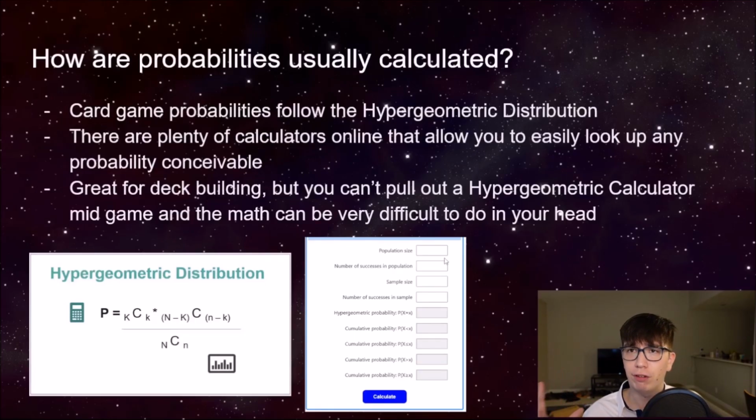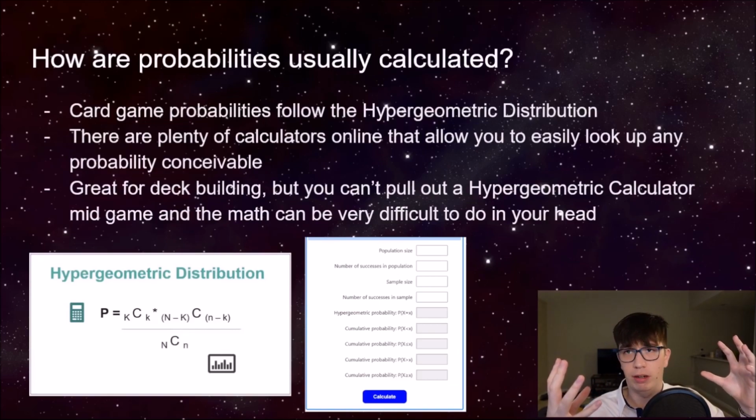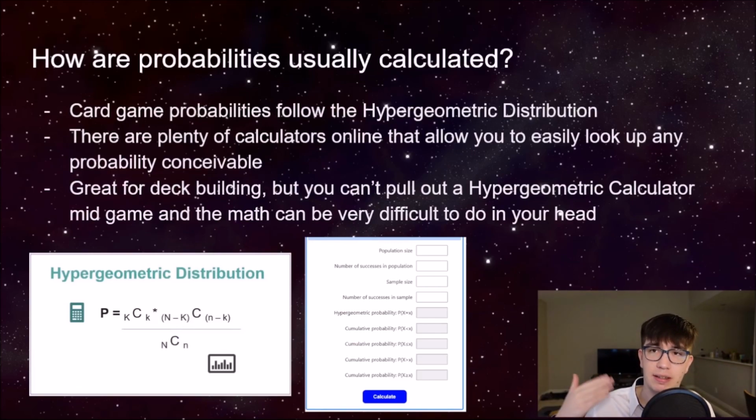So let's first talk about how probabilities are usually calculated, okay? Probabilities are usually calculated following the hypergeometric distribution. Now, that's a lot of fancy words. All that really means is that you have a sample, which is your deck. You have some successes, some cards you're trying to draw, and the rest of the cards are fails. So the card is either a success or a fail, and you don't replace the cards that you draw. So that's just technical speak for what a hypergeometric distribution is.